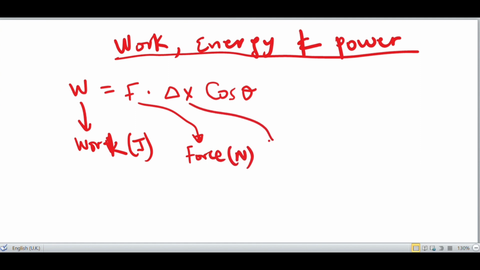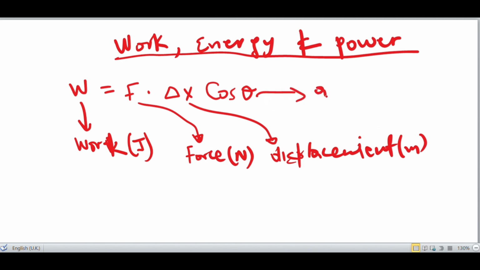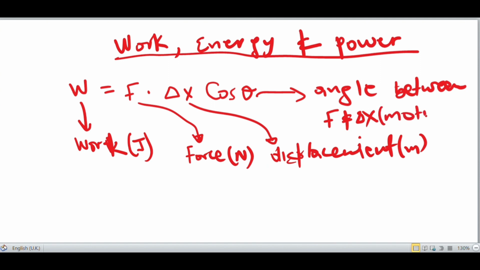Then delta X is a displacement. It is always in meters. Then theta is an angle, the angle between the force and the displacement, or you can say the force and the direction of the motion. So that is theta, right?